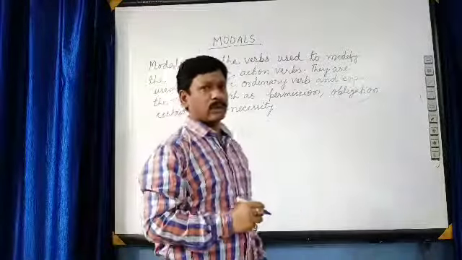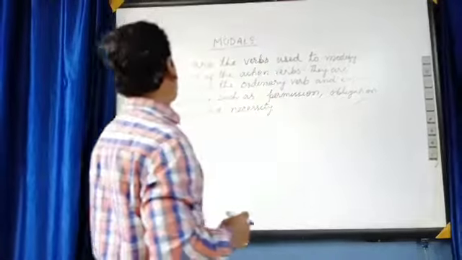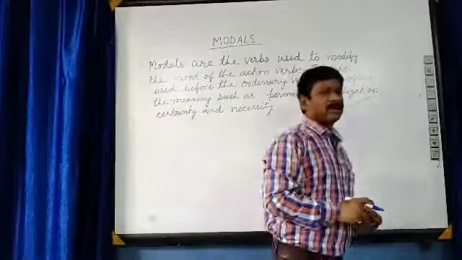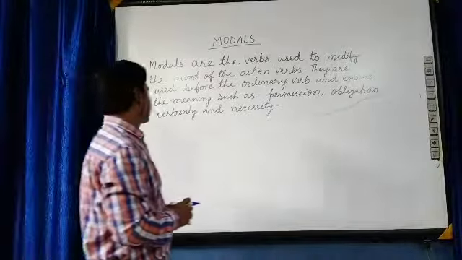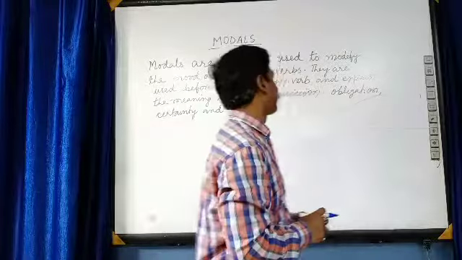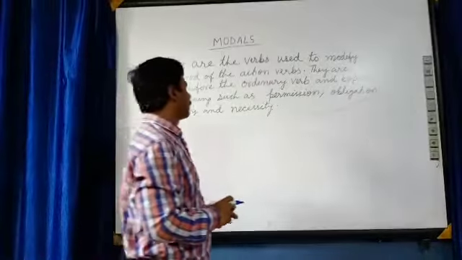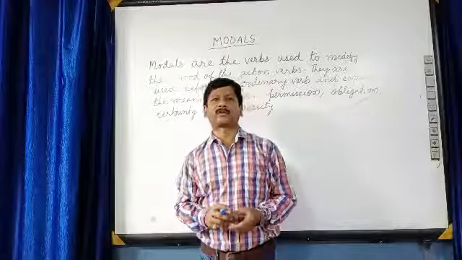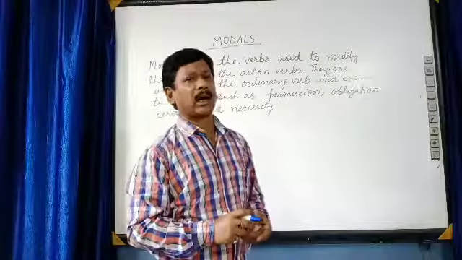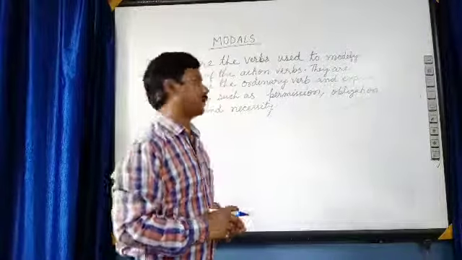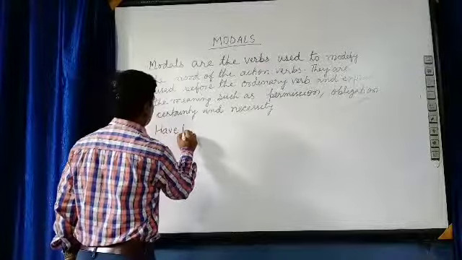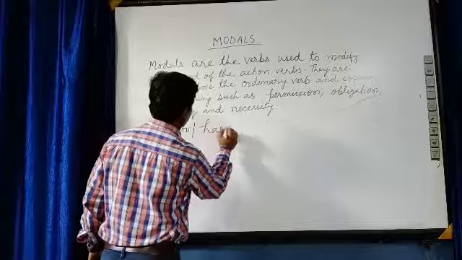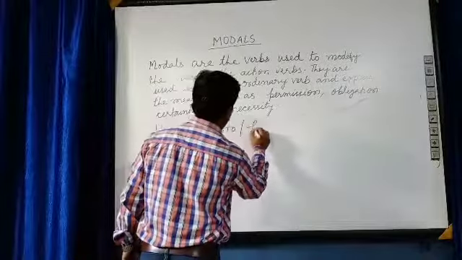So as you know, modals are the verbs used to modify the mood of the action verbs. They are used before the ordinary verb and express the meaning such as permission, obligation, certainty, and necessity. So first of all, I am beginning with have to and has to, and had to.